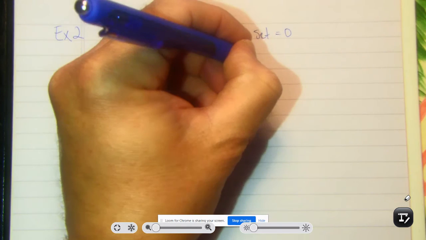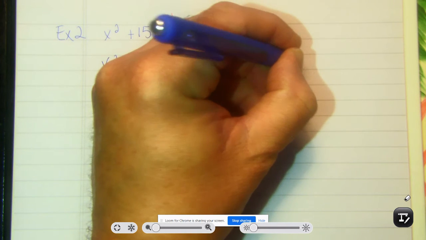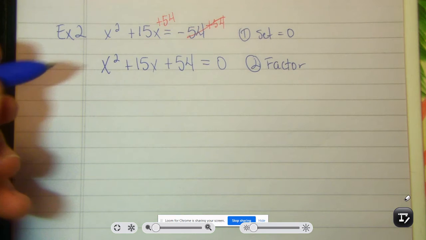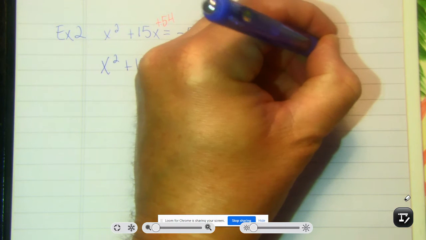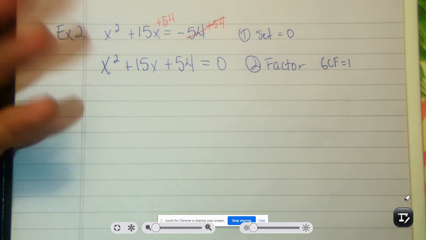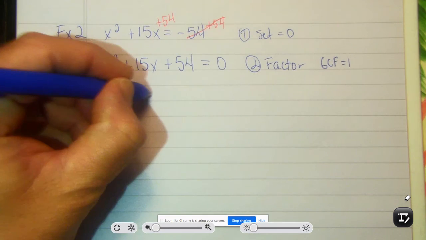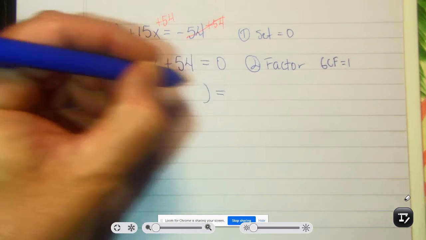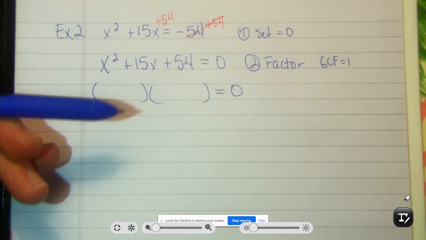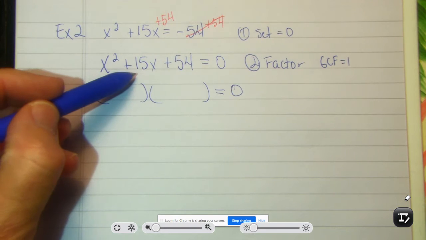So my next step is to factor. We'll look at x squared plus 15x plus 54. The GCF here is 1. Because x squared has a coefficient of 1, that's going to be the GCF. There's no x on 54. So I'm looking for factors of 54, things that multiply to be 54, but will add to be 15.